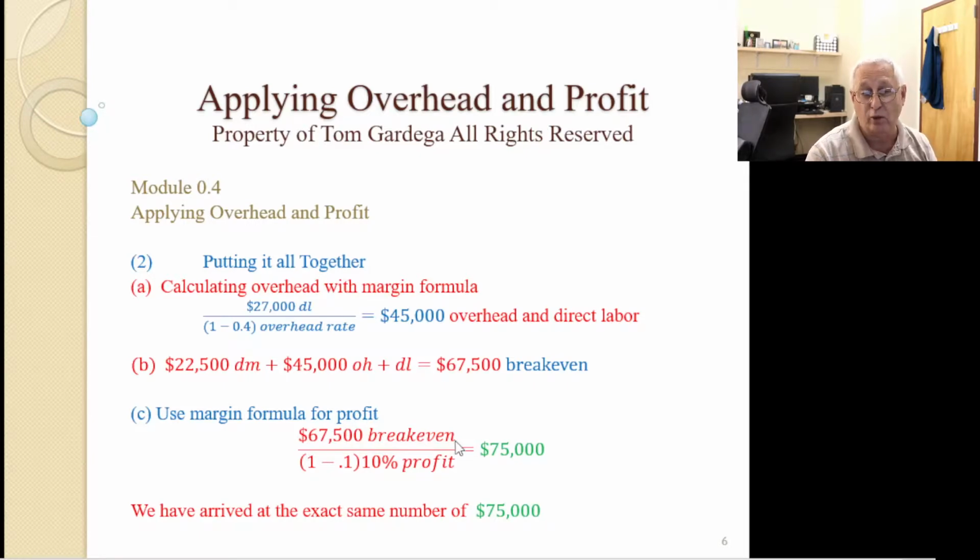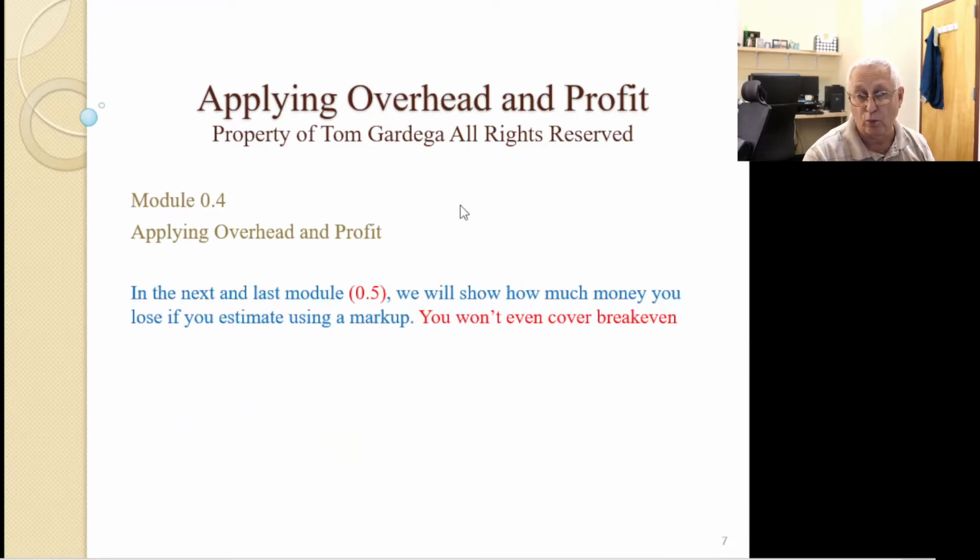Using a margin formula for profit, we take this $67,500 break-even point and divide it by the same margin formula of 1 minus 0.1, which is the 10% profit. 1 minus 0.1 equals 0.9, and you'll find that we get back to 75,000. We have arrived at the exact same number by using a margin formula for both overhead, on direct labor, and on profit on the break-even point.